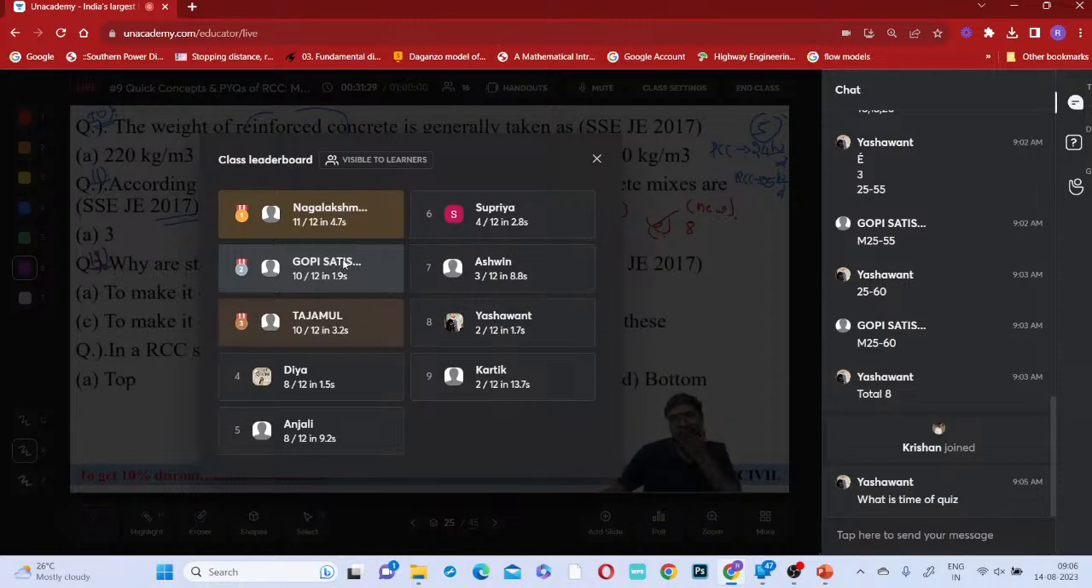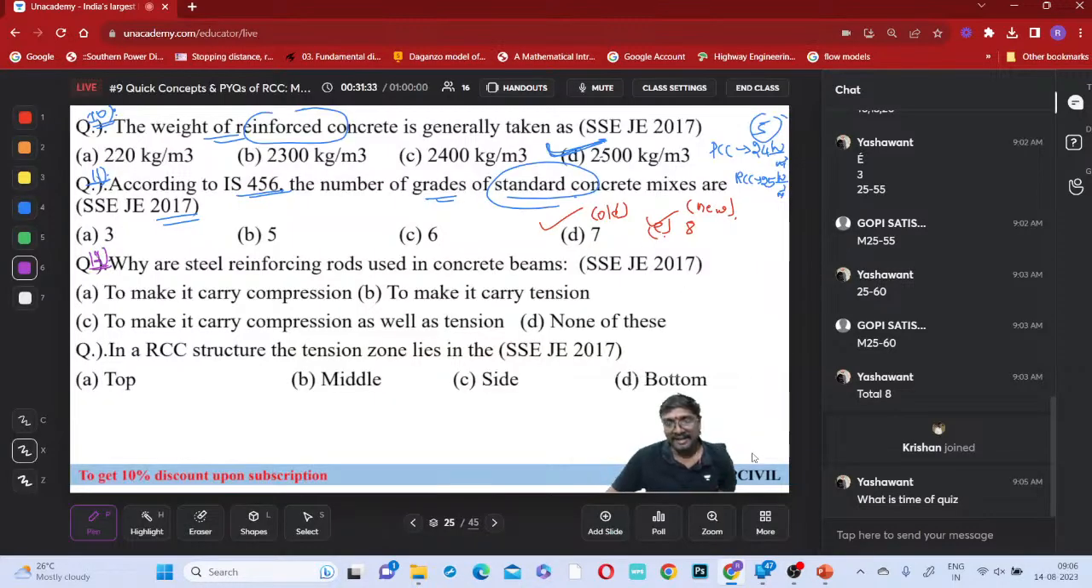Right, this is a leaderboard. Every day at 8:30 a.m., the same 8:30 a.m. only. Lakshmi first, Gopi second, Tajamul third. Every day at 8:30 a.m. it will be there. Some days it may not be there because of holidays or whatever it is. Sunday it will not be there definitely, and tomorrow also it will not be there. But every day when class is there, it will be at 8:30 a.m. only.